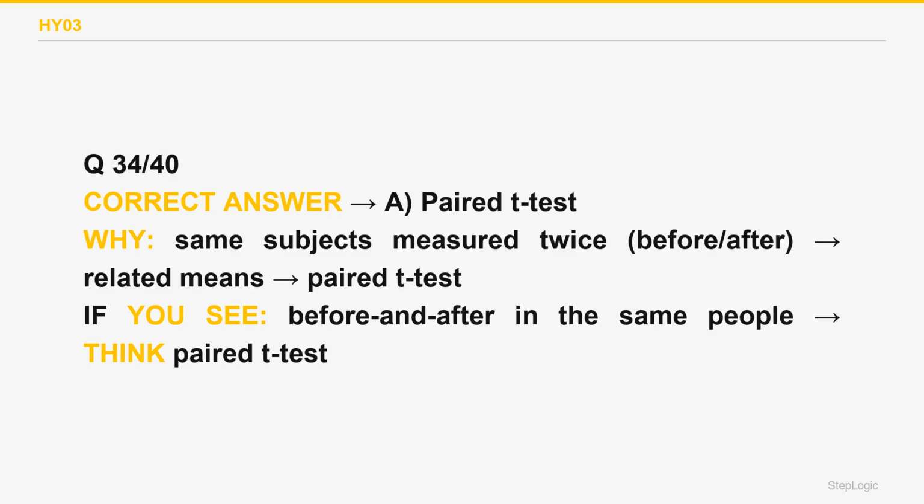Choice B, wrong. ANOVA compares the means of 3 or more groups, not a before and after pair in one group. Choice D, wrong. Before and after in the same people uses a paired t-test.